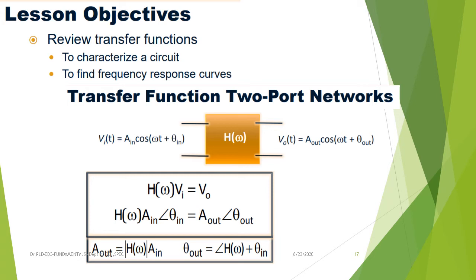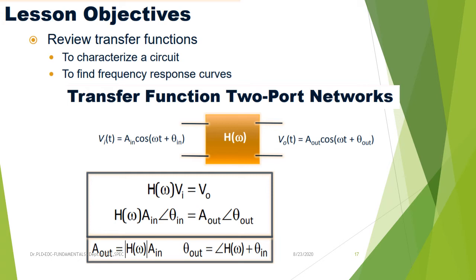Now, what are V_in and V_out here? In phasor notation, V_in is represented as A_in at an angle of theta_in, and V_out is represented as A_out at an angle of theta_out. That is, H of omega times A_in at an angle of theta_in is equal to A_out at an angle of theta_out. In phasor notation, in terms of magnitude and phase, we represent R at an angle of theta. That's the meaning of A_in at an angle of theta_in for the input voltage, and A_out at an angle of theta_out for the output voltage.